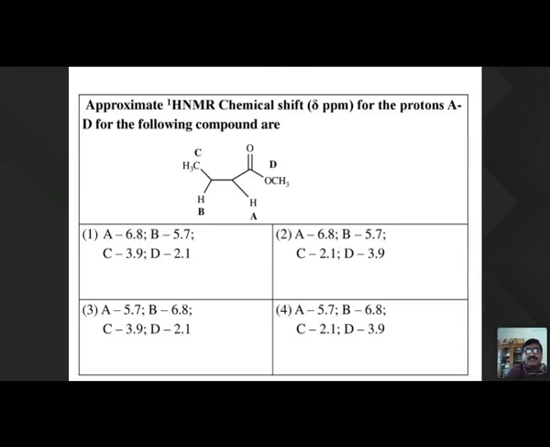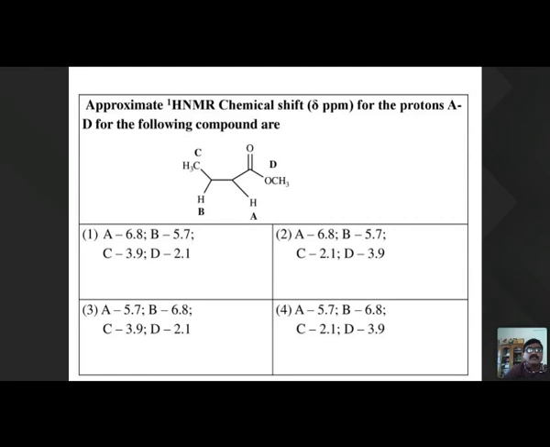Now, how to decide? These values are the same, only there is an interchange of values between A and B. One is deshielded, another is shielded. How to go about that? All are alkenyl protons. Now you see, there is a carbonyl group. They have invoked this concept of resonance. Now consider the electronic effects.